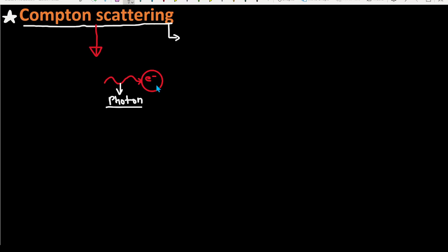I will make a video, and probably the next video will be on this particular topic, why the wave nature is not there in the Compton scattering. So for now, let's study what is going on here.